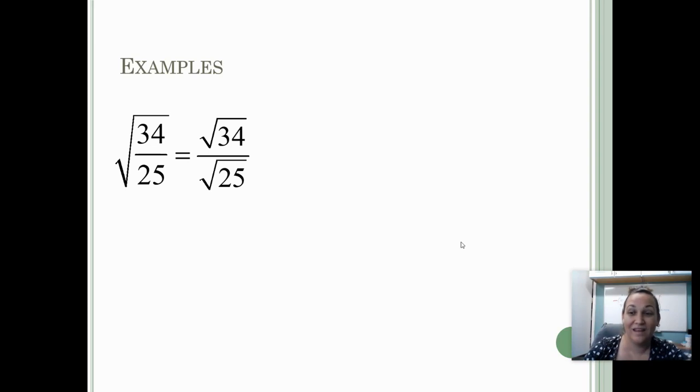Now maybe you've noticed something, and maybe you didn't. If you didn't notice something right now, then your next step would be to factor tree each individual number. 34 can split into 2 and 17, and 25 can split into 5 and 5.